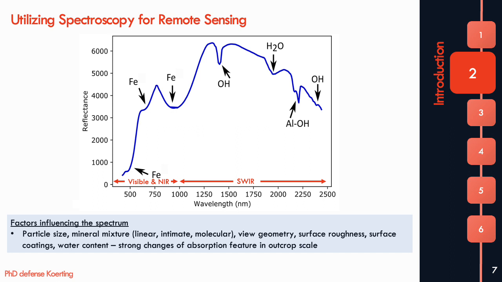A characteristic reflectance spectrum is caused by the absorption, transmission, or reflectance of incident light at a material surface, in our case a mineral surface. And minerals absorb photons by a variety of processes which are wavelength dependent. In my work I looked at the wavelength range of the visible to near infrared from 400 to 1000 nanometers and the shortwave infrared from 1000 to 2500 nanometers.